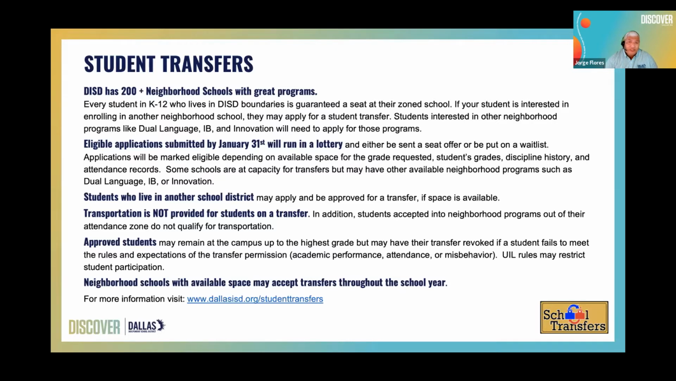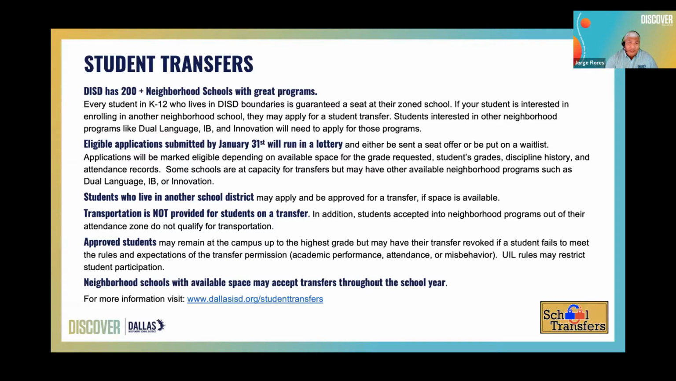But let's just say your student wants to apply for a student transfer, wants to attend a different neighborhood school. This is where they could use the application system to apply for a student transfer, or they can use the system to also apply for other neighborhood programs like the IB programs and the dual language programs as well. Once your student applies, the transfer school will review your child's application, and they will mark it eligible primarily based on if they have available space at the campus for your student. Once they're marked eligible, they will be run through the lottery, and your student will either receive a seat offer or be put on the wait list.